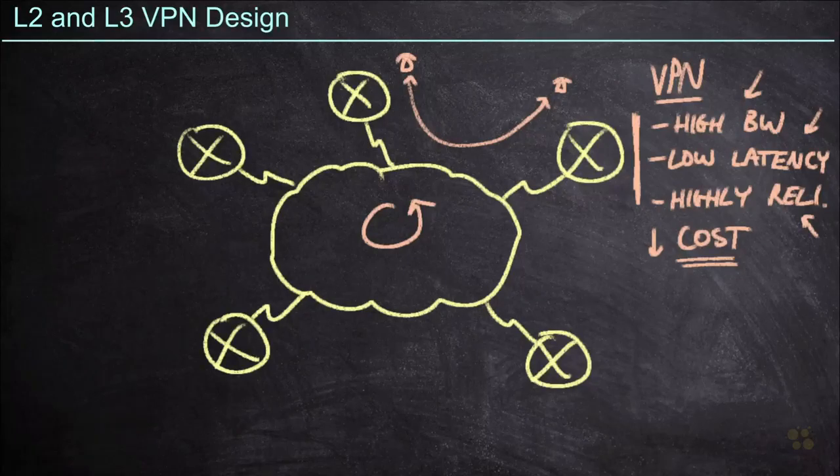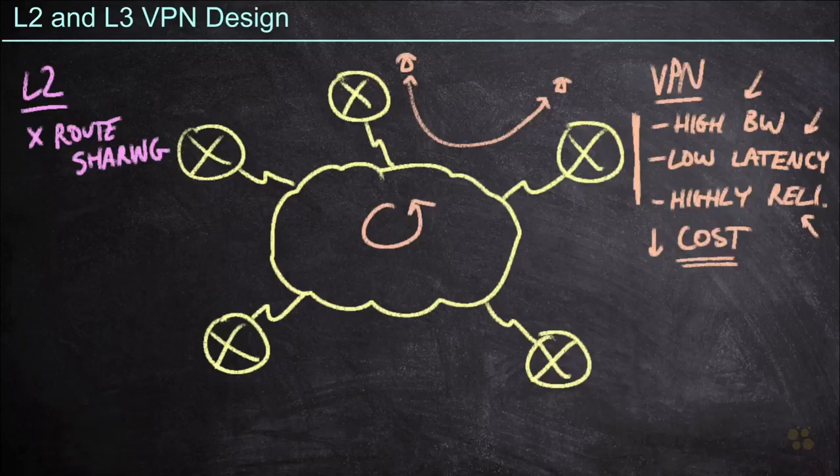If we do decide that we want to move forward with a VPN service, then we have to decide between layer 2 and layer 3. Layer 2 has a couple of key advantages. First of all is no route sharing. If your data governance policy is going to have a problem with sharing routes with the service provider, then you're not going to like MPLS a whole lot.